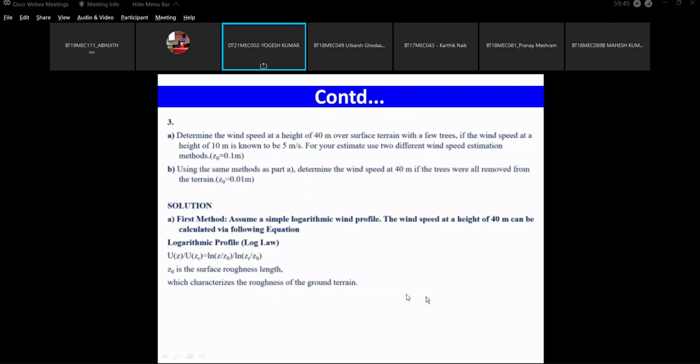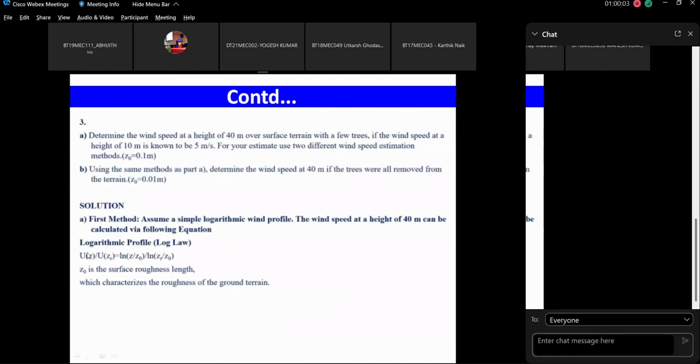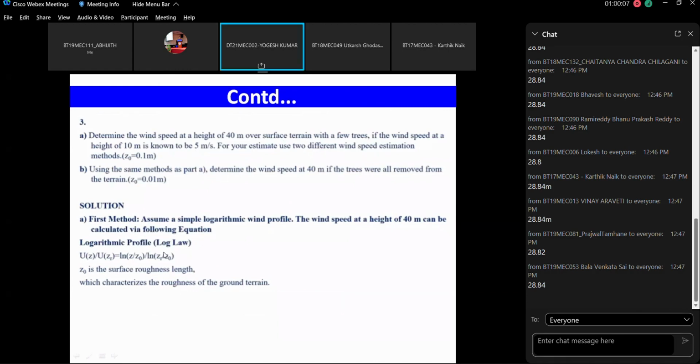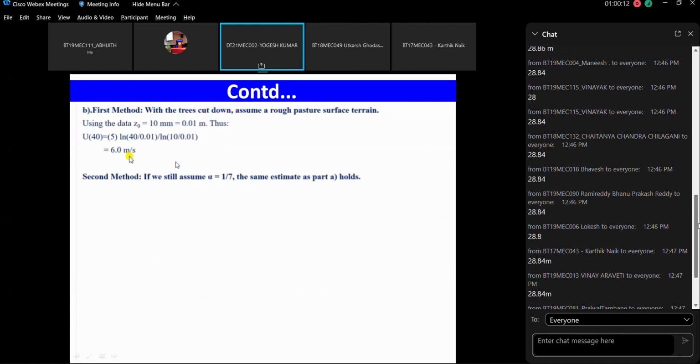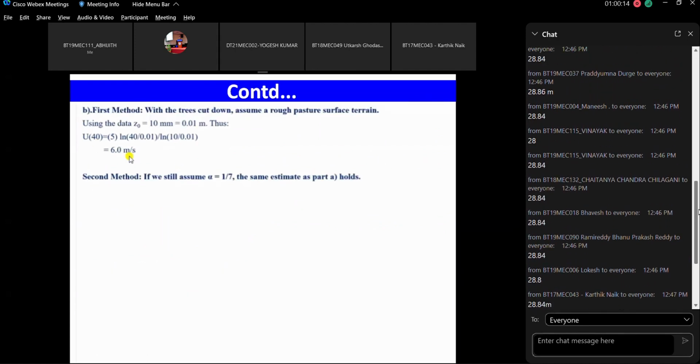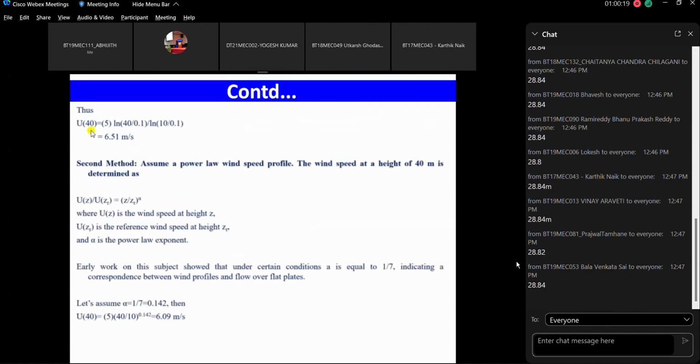So according to the question, we have to select the z naught value to estimate the wind speed for different heights. So in these types of questions, we use the logarithmic profile law or power law. So we will discuss this question in the next class.